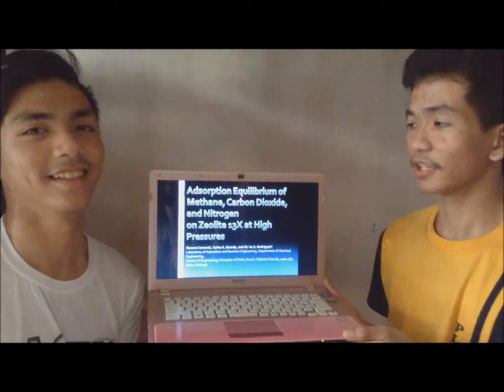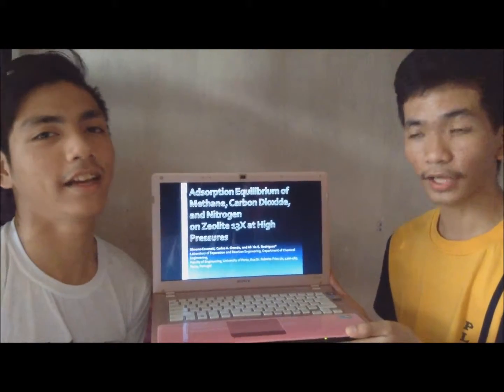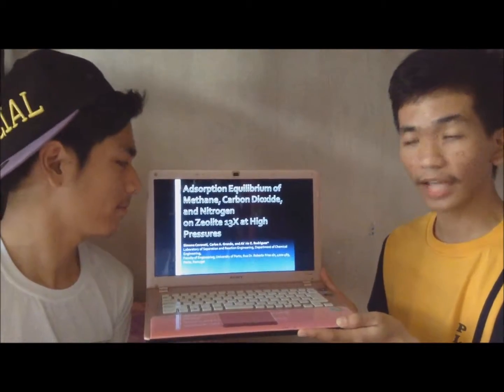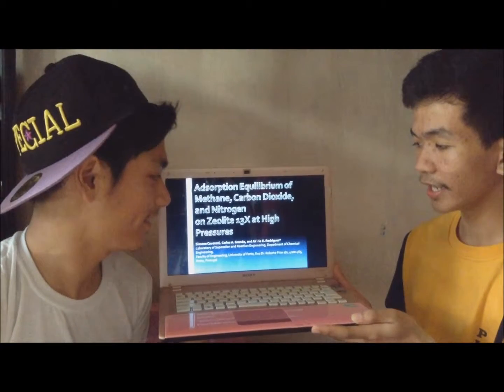We will discuss adsorption equilibrium of methane, carbon dioxide, and nitrogen on zeolite 13X at high pressures. A study conducted by Simone Cavenati, Carlos A. Grande, and Alírio E. Rodrigues.